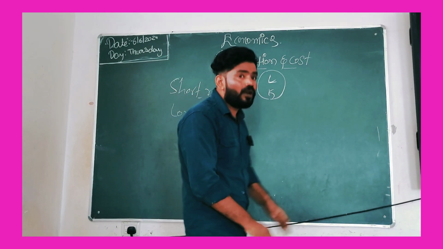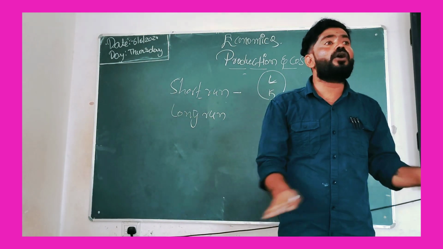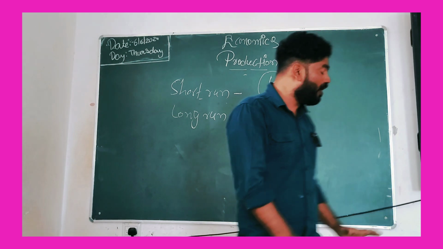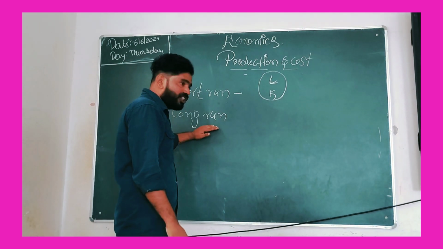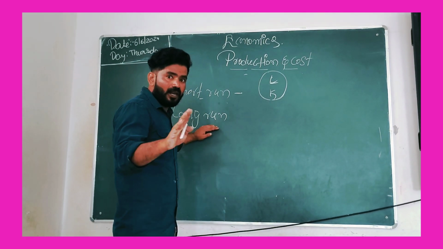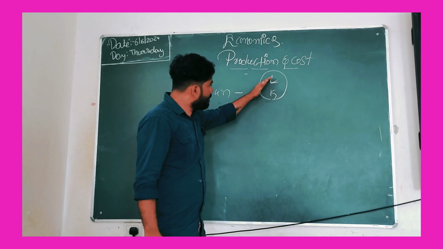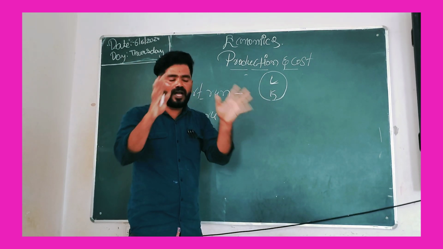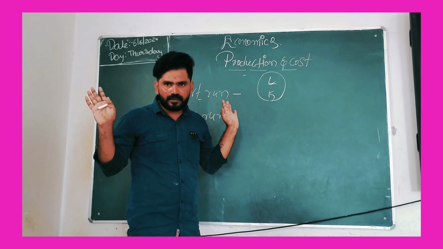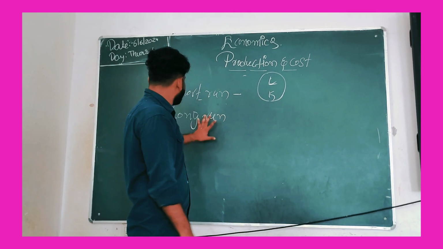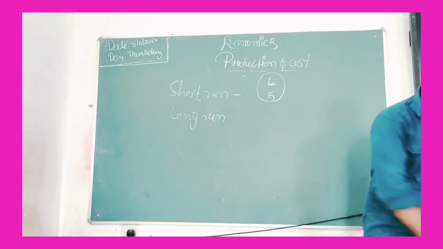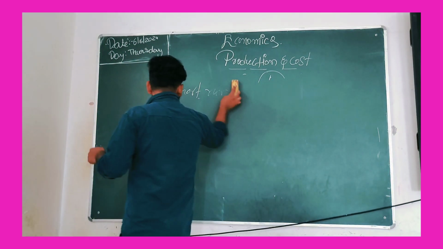Next, long run. In the long run, all the factors are variable. There is no factor fixed in this production period. Here labor and capital are always variable. No one is fixed here. This is short run and long run period. Next, we move on.